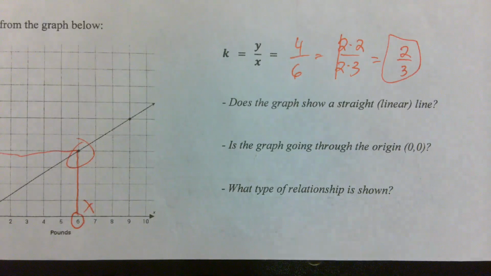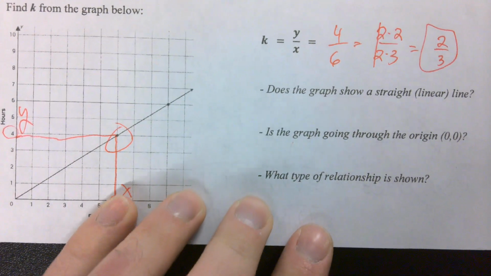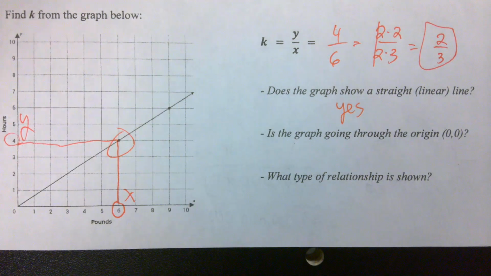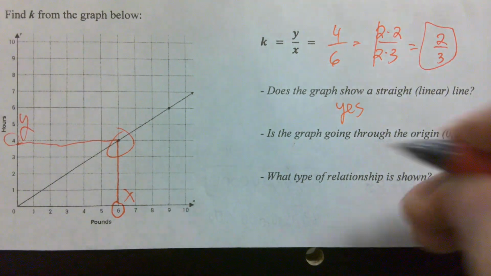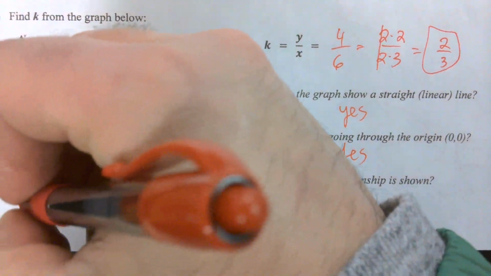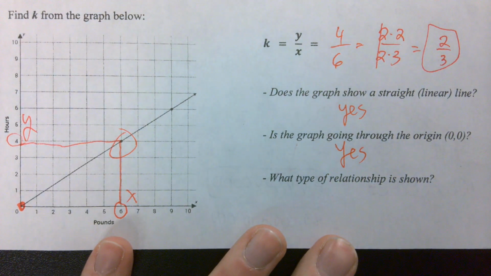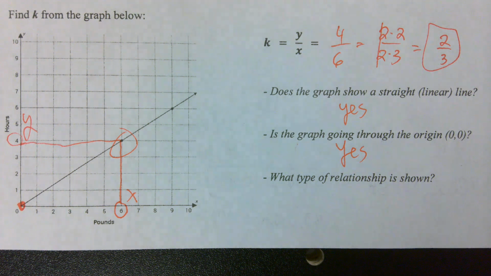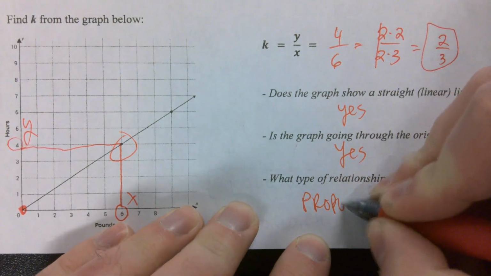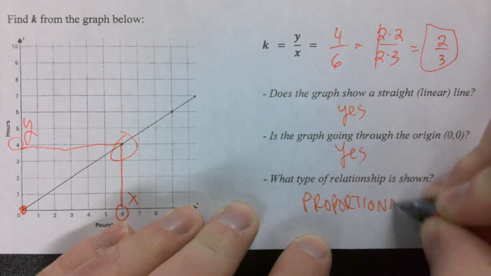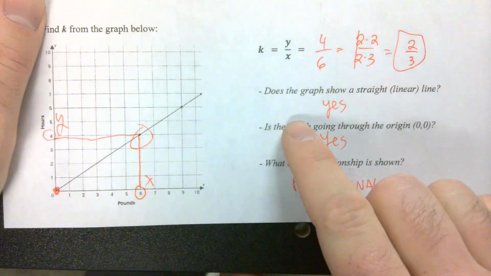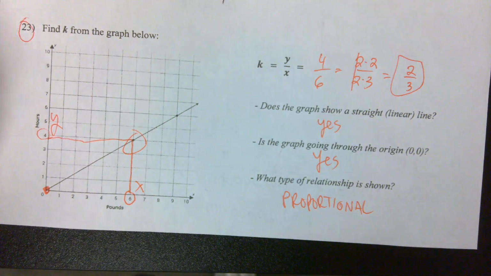Does this graph show a straight line? Everybody, does this graph show me a straight line? Yes, absolutely. Is this graph going through the origin? Yes, it is. The origin is right there at 0, 0. Both of those conditions are met. So what type of relationship is this? Proportional. It's a proportional relationship because it is a straight line through the origin.